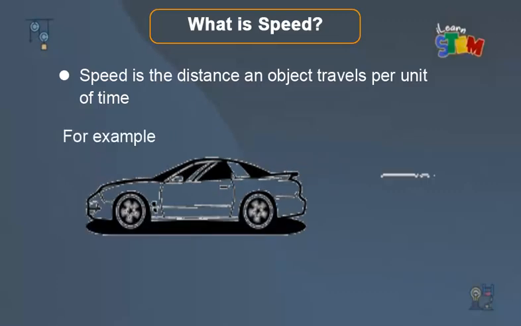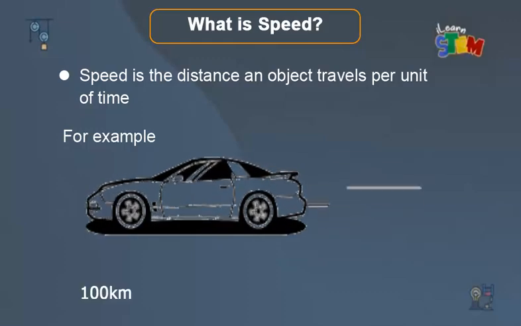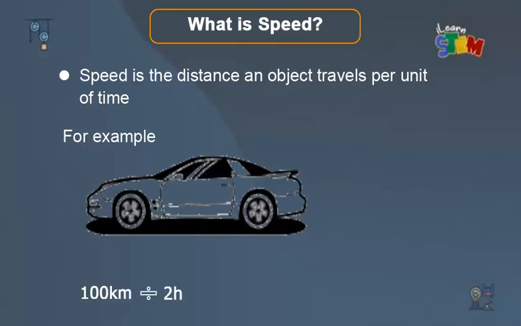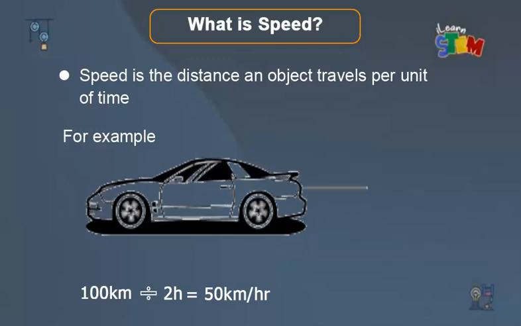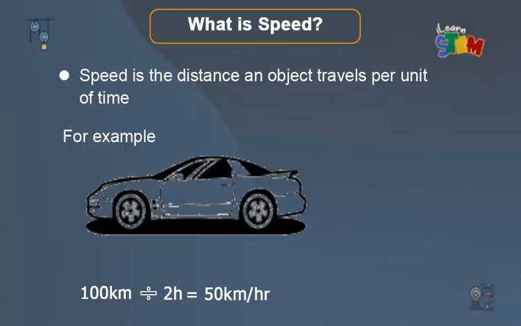For example, if a car travels 100 kilometers in 2 hours, we just know its speed is 50 kilometers per hour. It's a scalar quantity, which means it has no direction, just magnitude.